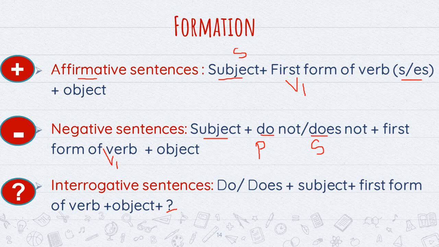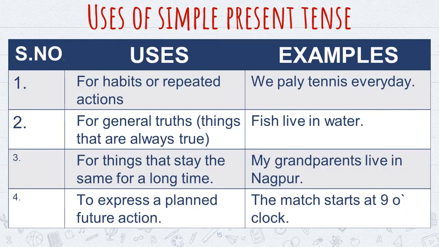Does with third person singular, that is he, she, it or any name, and do is used with first person, that is I, with second person, that is you, and with third person plural, that is they. Now I am going to tell you the uses of simple present tense.